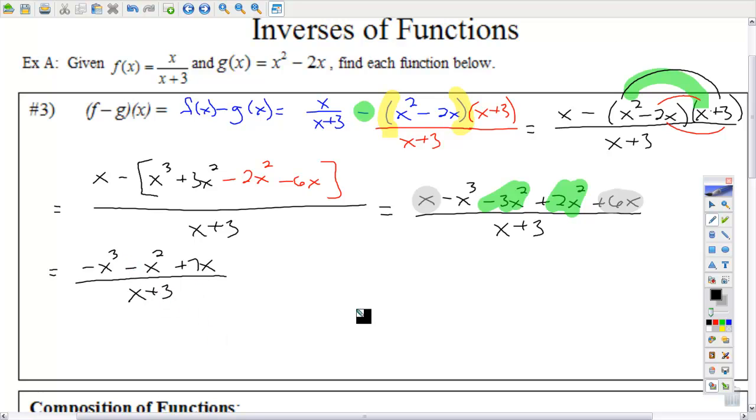Does this numerator factor? I'm not going to erase this time. I'm going to leave this here. Does it factor? Well, I can factor a -1 out of the numerator. Reason I'm choosing negative x, reason I would choose a negative instead of a positive x, I prefer my lead coefficient to be positive.